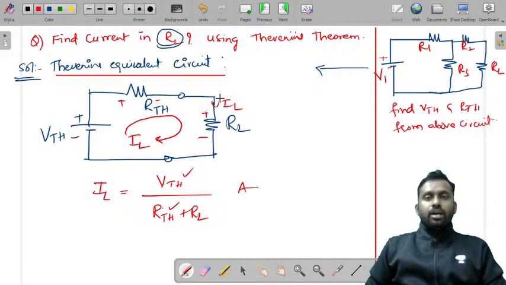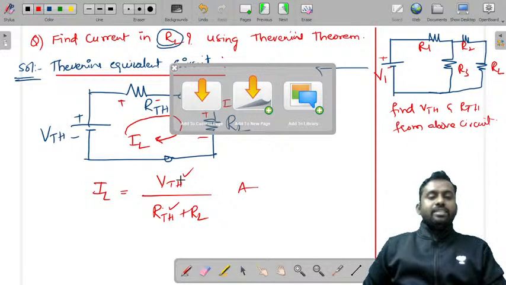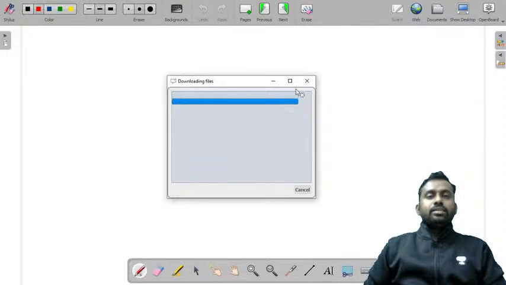Very good. I'll take this circuit to the next slide and tell you how we find VTH and RTH. If you know the VTH value and RTH value, RL will always be given in the circuit. So you can find IL very easily. Now let's take this to the next.